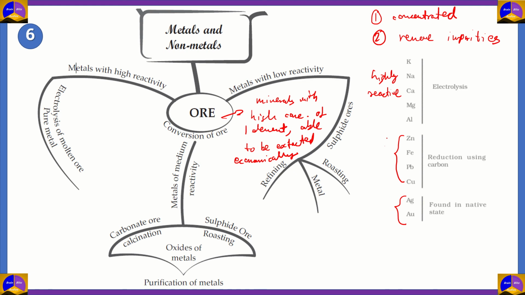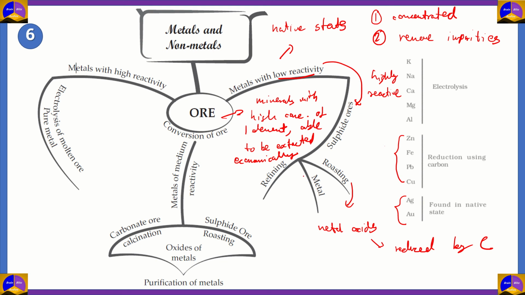So, how do we extract the metal from its ore? Now, when it comes to low reactivity, these metals, such as gold and silver, are usually found in their native state, or they are found in their sulfide ores. And when you have sulfide ores of these metals, you first burn them with excess of air. This is called roasting. After roasting, you get metal oxides, and these metal oxides are reduced by carbon, and then they are refined to get the pure metal, such as gold and silver.